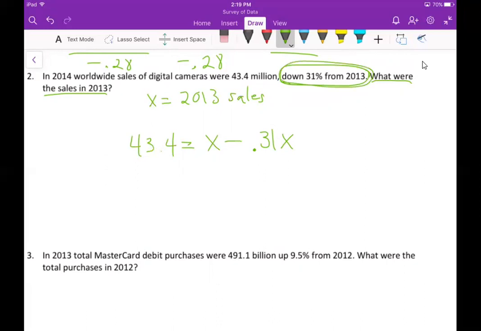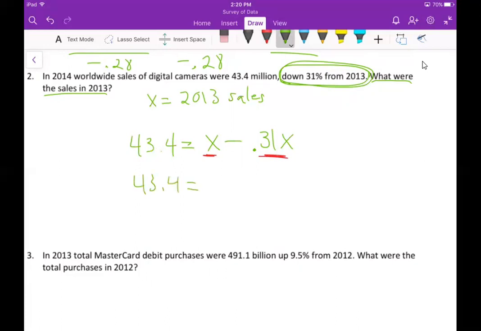Okay, so I took my sales from 2013, I took away 31%, and that gives me my sales in 2014. Okay, and now I have an equation I can solve. Notice the steps you should take here. You have two x's on one side. Those can be combined.